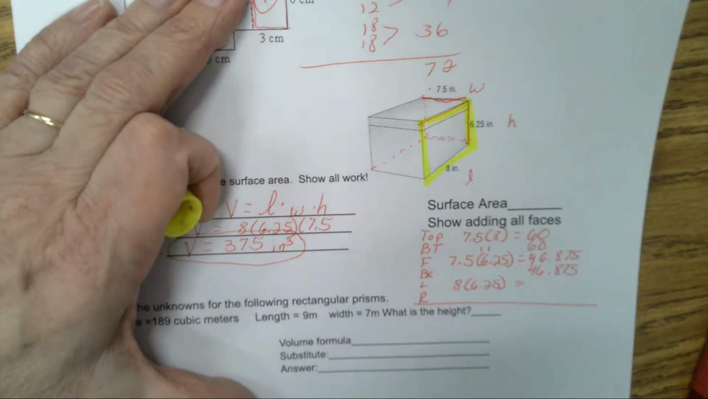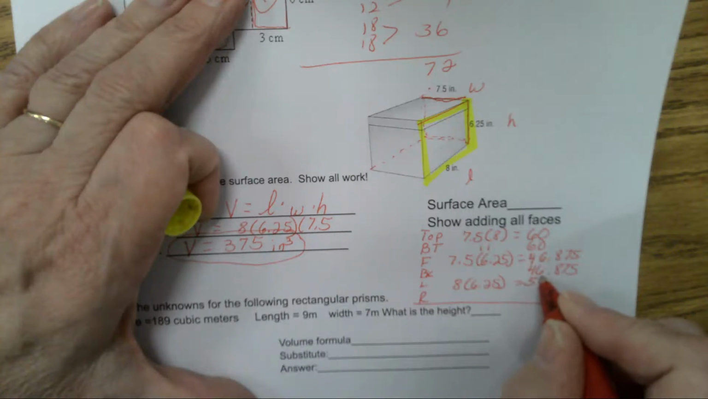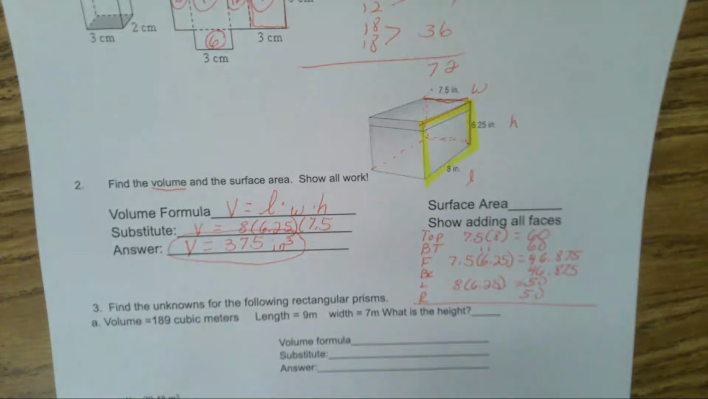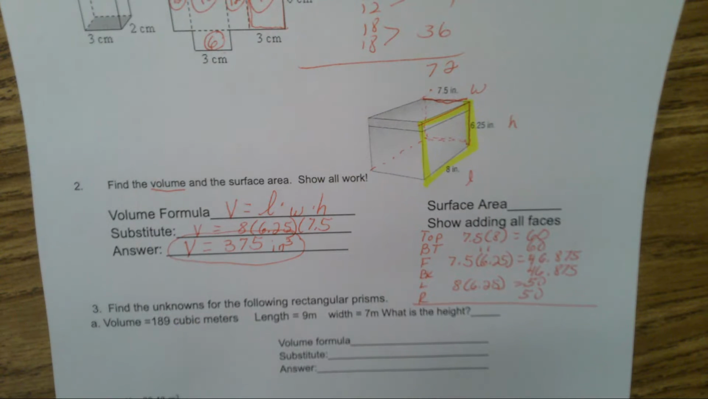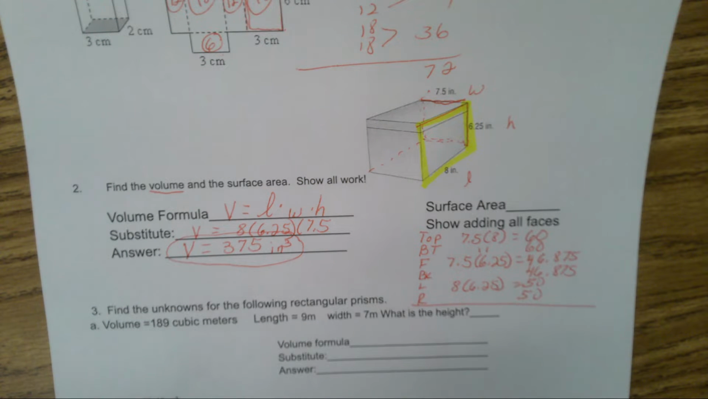And in the calculator, 8 times 6.25 equals 50. And how many of those do we have? 2. The left and the right side. Does it make sense to all of you? Do you see how to do this? If you don't understand, you can always draw a net, but sometimes it's easier not to draw the net, okay?